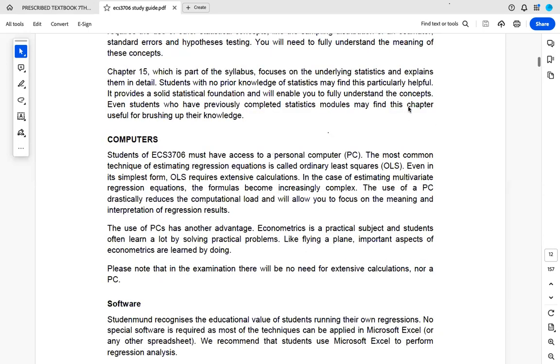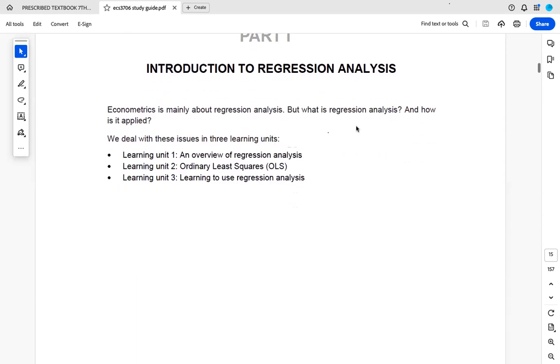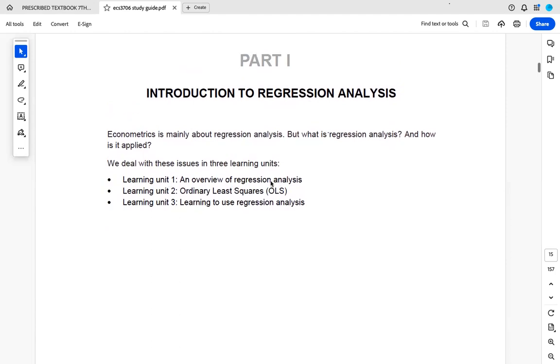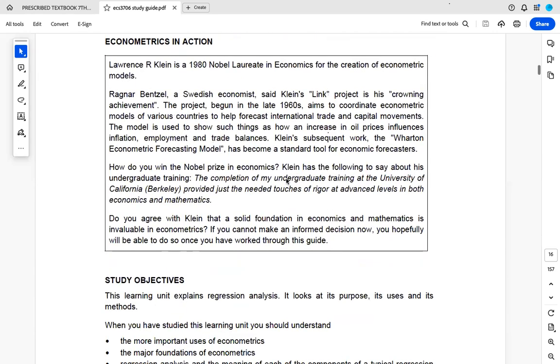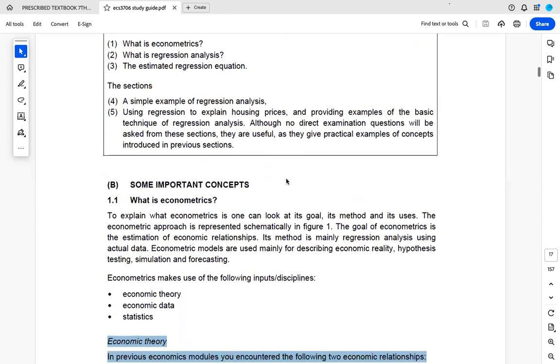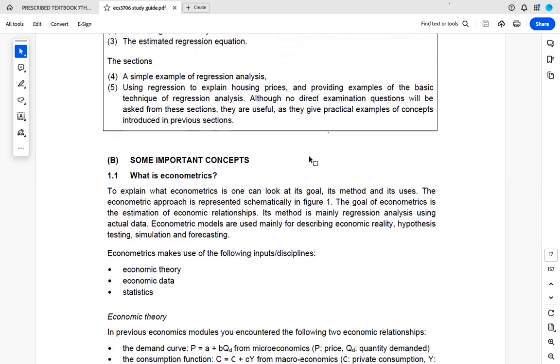So learning unit 1 falls under part 1, an introduction to regression analysis, and it starts with an overview of regression analysis, right? So the first and most important thing that we have to understand with regards to econometrics is what exactly is econometrics. So it's probably the first time you are coming across this word, and someone might ask, what is econometrics, right?